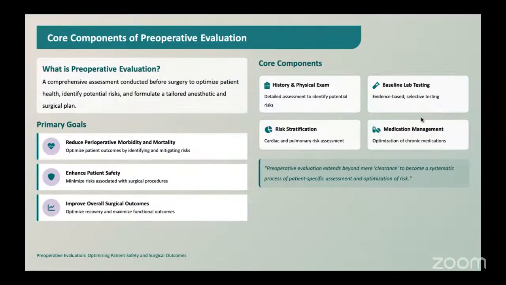What is a preoperative evaluation? It's a comprehensive assessment conducted before surgery to optimize patient health, identify potential risk, and formulate a tailored plan for anesthesia and surgery. The primary goal is to reduce perioperative morbidity and mortality, enhance patient safety, and improve overall surgical outcome. So the core components of the evaluation are history and physical examination, risk stratification, baseline lab testing, and medication management.